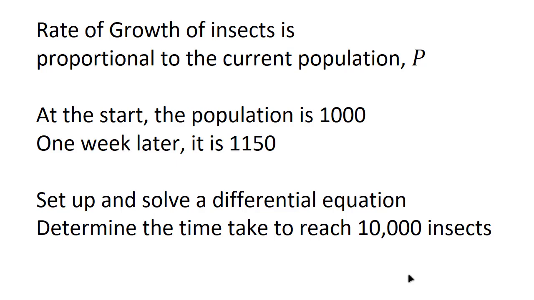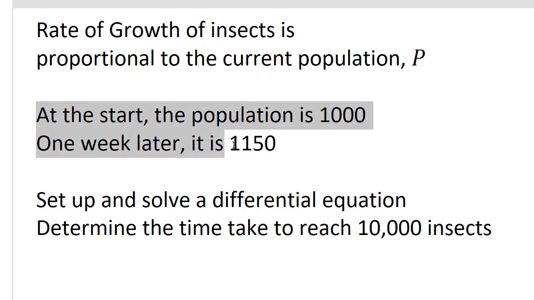This was the only question that gave any trouble in paper one. It was a wordy question, and I've extracted the important bits. The rate of growth of insects is proportional to the current population. At the start, the population is 1,000. 1 week later, it is 1,150. Set up and solve a differential equation, determine the time taken to reach 10,000 insects, is the essence of it.